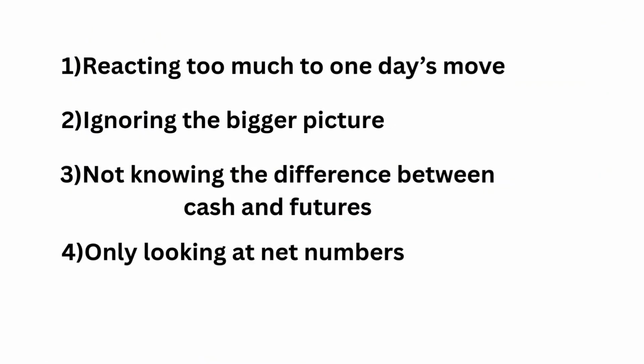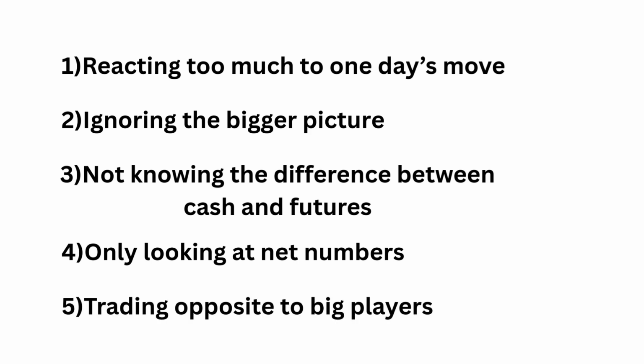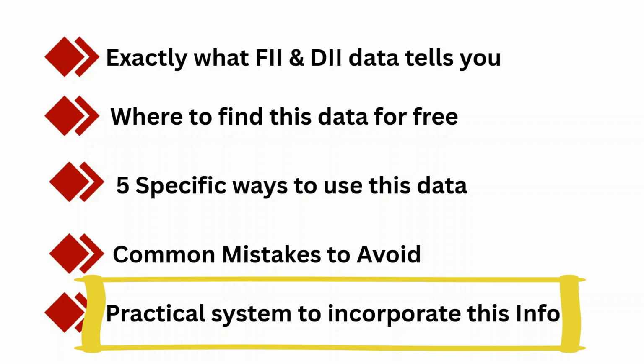The fourth mistake most retail traders make is focusing only on the net figures. Sometimes the overall net figure can be misleading. For example, FIIs might be net neutral overall, but heavily buying in one sector while selling in another. So always check sector specific data. The fifth mistake most traders make is trading against strong institutional trends. Even when they see the institutional data, they hold on to previous experience and try to go contrarian against it.